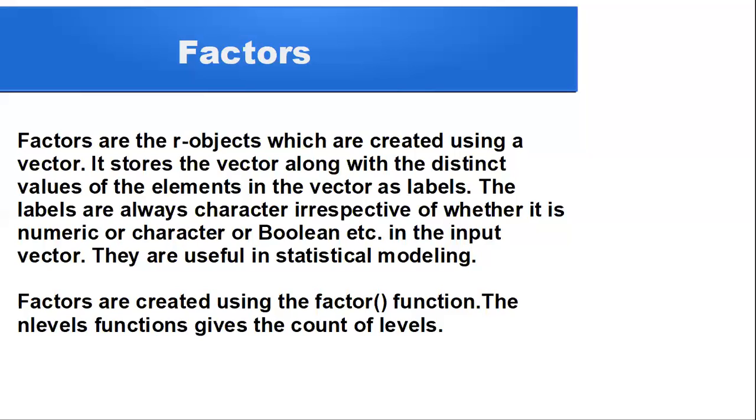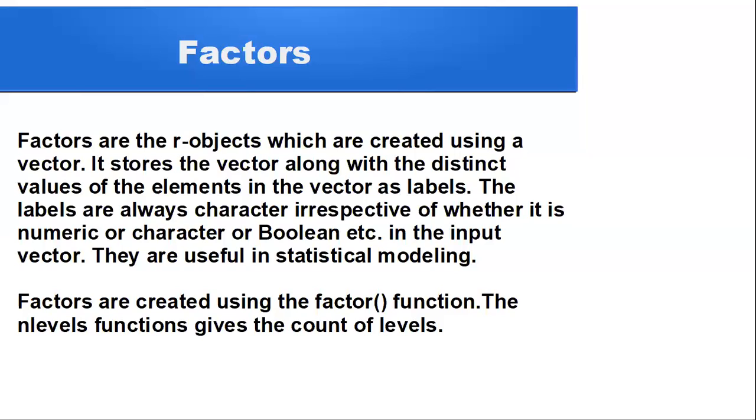So, attributes of R factors. The first is x, the input vector that is to be transformed into a factor. Levels is an optional vector that represents the set of unique values taken by x. Now, labels: it is a character vector that corresponds to the number of levels.